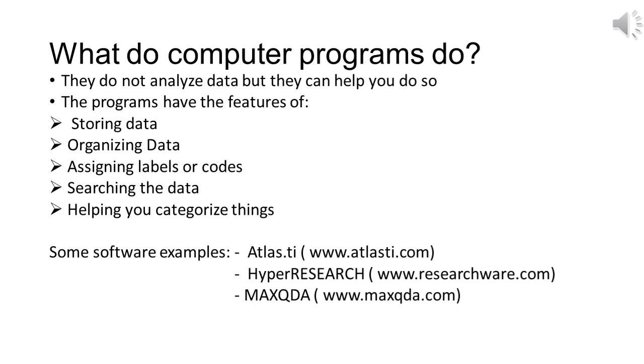These are some examples the author suggests in the book we have. These are good ones. You can use Atlas.ti, which you can find on www.atlas.ti.com. You can also use HyperRESEARCH. You can use MAXQDA, maxqda.com. These are software programs which are used for qualitative data. They are very popular ones. You can browse them in Google, you can find them.